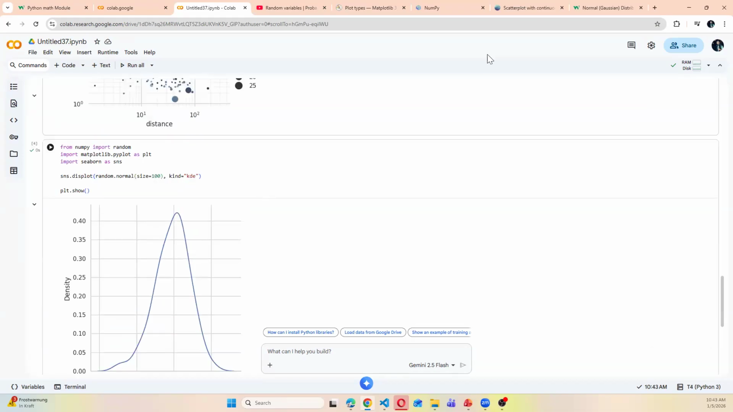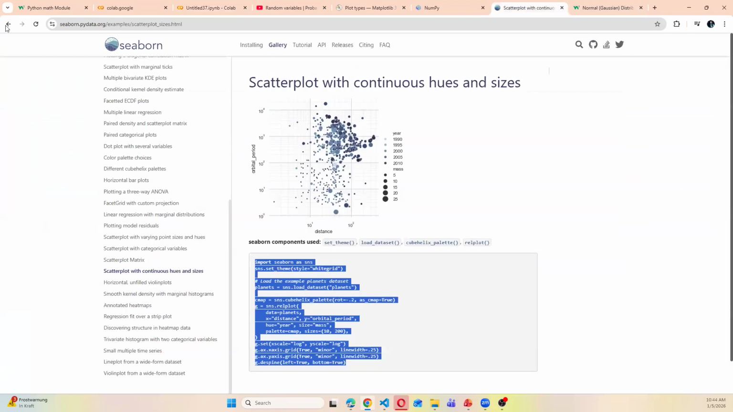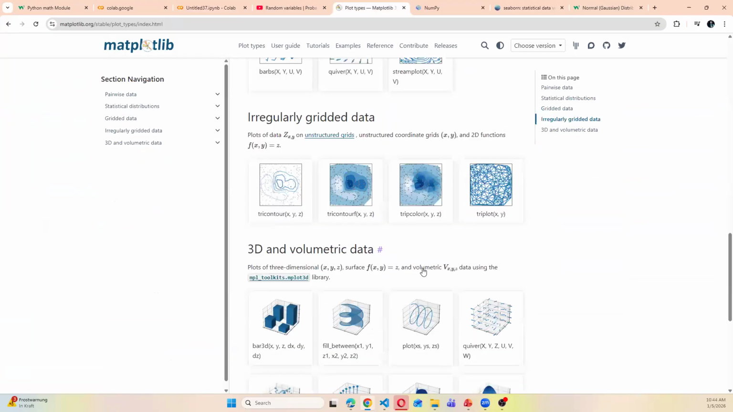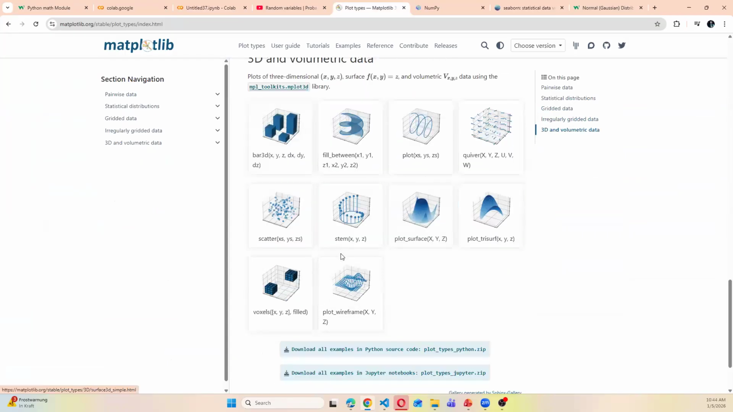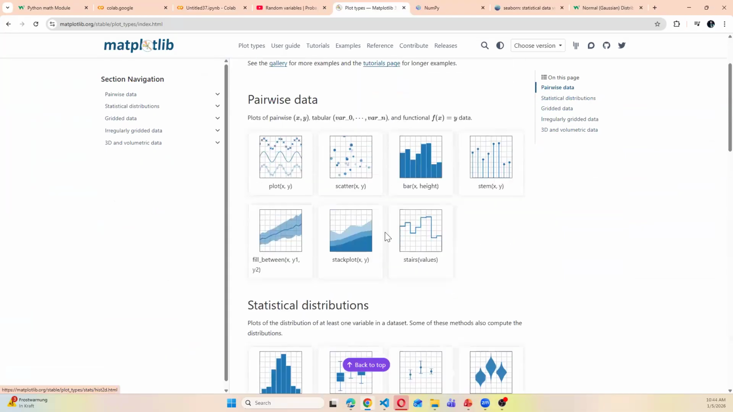You can find this one from here or from there. There are plenty of libraries that you can use. So Matplotlib, you can see here, you can have these graphs. Every graph you can find out here. You will just do it. Any question?